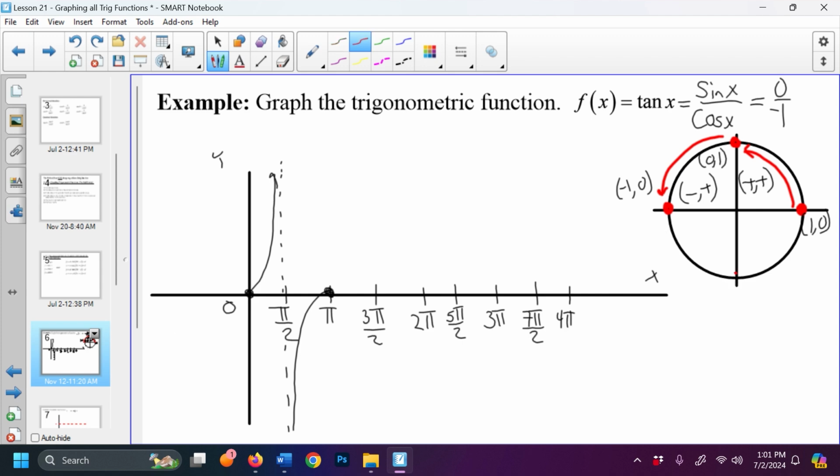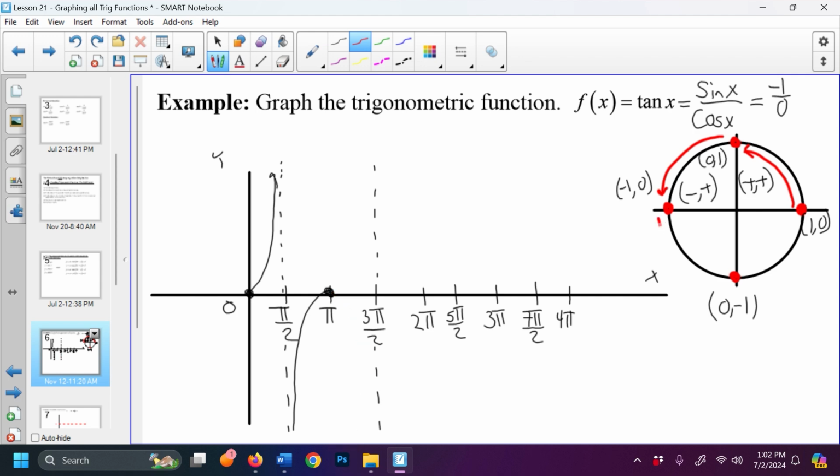Let's do one more. I am now moving to this point right here. The coordinates of this point are 0, -1. Now, if I go back up to this definition of tangent here, sine over cosine, I will get -1 over 0. That is a division by 0, so at 3 pi over 2, I am going to have another vertical asymptote. And so again, I have two options. It can either start at the 0 and go up, or it can start at the 0 and go down.